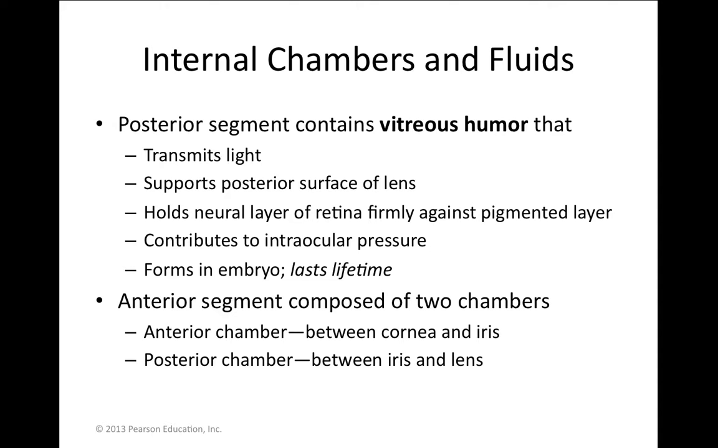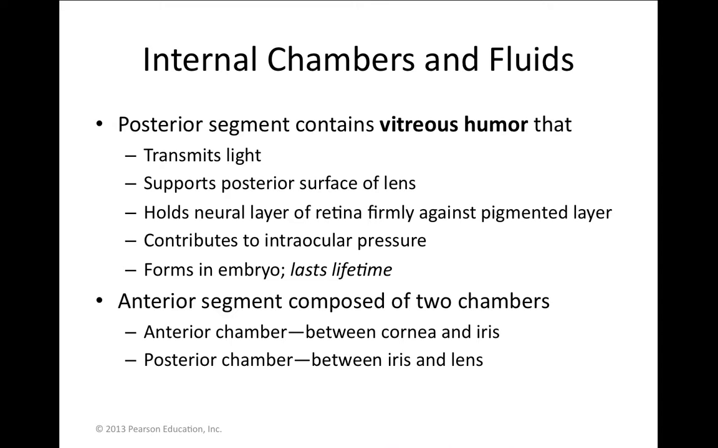Now it's also going to support the posterior surface of the lens, maintaining its hold where it needs to be. So you want to maintain the lens within a certain area so that it doesn't move. Otherwise, it's going to bend and reflect light to a different portion. We want it always to bend light so that it lands on the focal point in the back of the eye. It also will hold the neural layer of the retina firmly against the pigmented layer, so if you lose some of that vitreous humor, that retina can detach, and then you will not get clear images. You actually might even lose your vision, because then you're losing the connection to your blood supply.